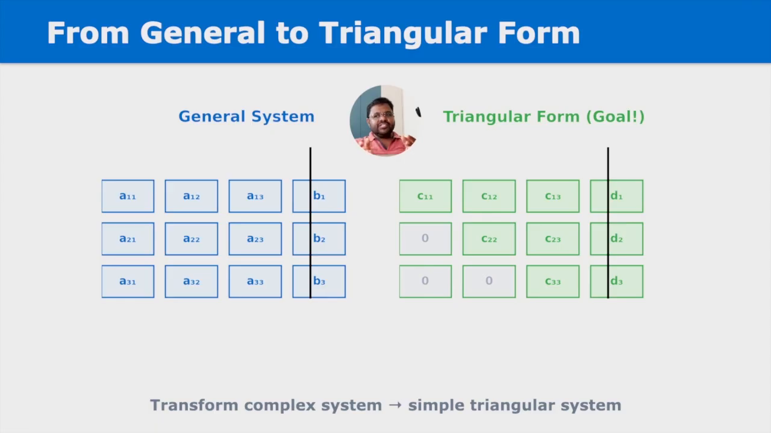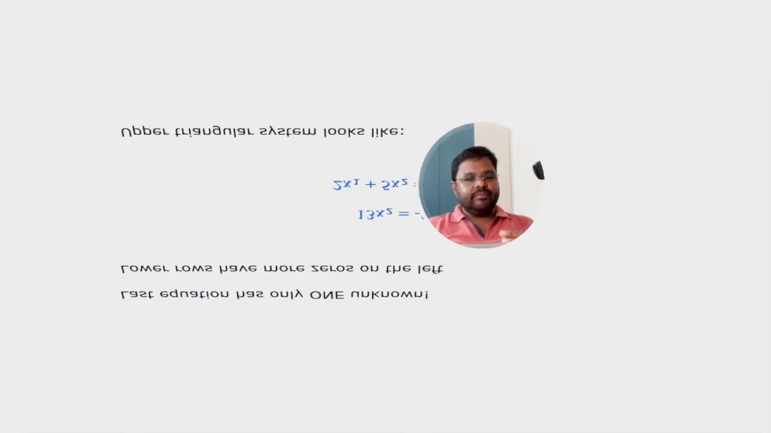So if we can change the system from a normal form to the triangular form, the solution process is easy. That is, we are transforming a complex system to a simple triangular system. Let us look at how this happens.